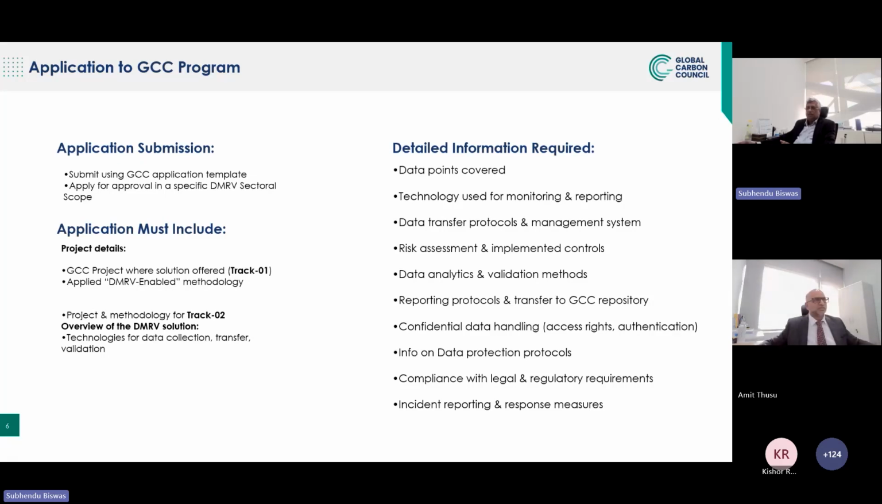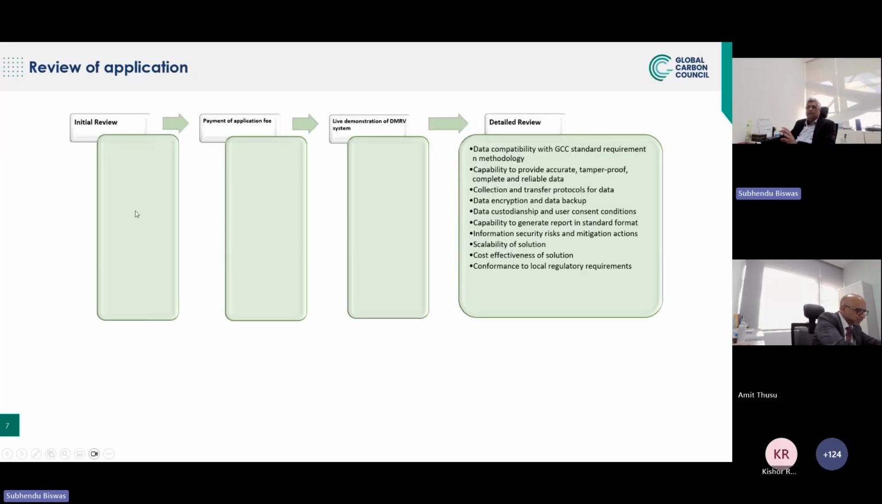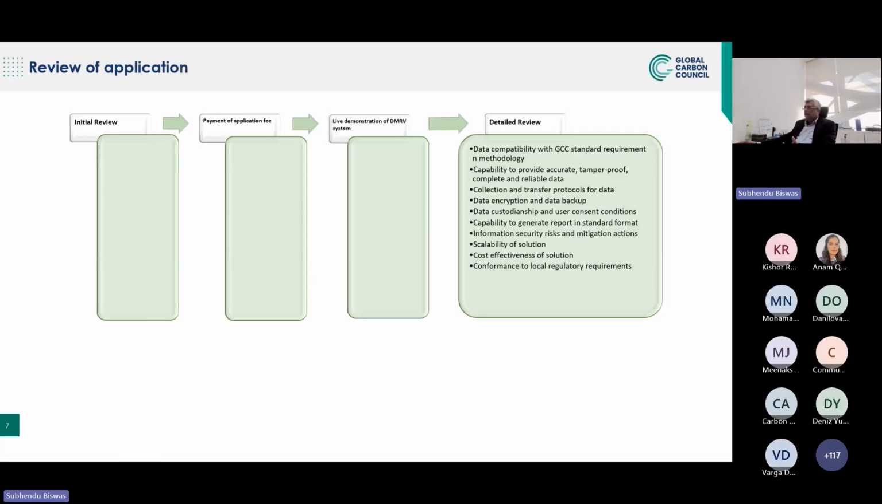Once we have the application with all these points, we do an initial review. There is a small charge in the form of an application fee. We ask the service provider to give us a live demo of the system. Then we look at compatibility with the standard, capability to provide tamper-proof, accurate data, data collection and transfer protocol, encryption, and data backup. All these aspects of security and services of the provider are dealt with in this application, along with capability to generate records, scalability, cost effectiveness, and conformance to legal requirements.